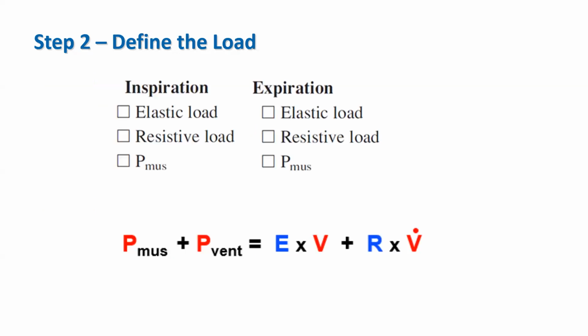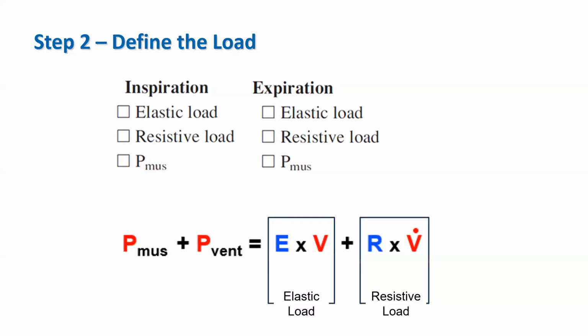Now, as I said, step 2 is to identify the load. If elastance is increased, we say that there is an increased elastic load here. E times V has units of pressure, so that's a load. We call that the elastic load. If resistance is increased, again, resistance times flow is a pressure, and we call that the resistive load. And if the pressure or flow waveforms are distorted by inspiratory effort, or PMUS, we say there is a PMUS load.